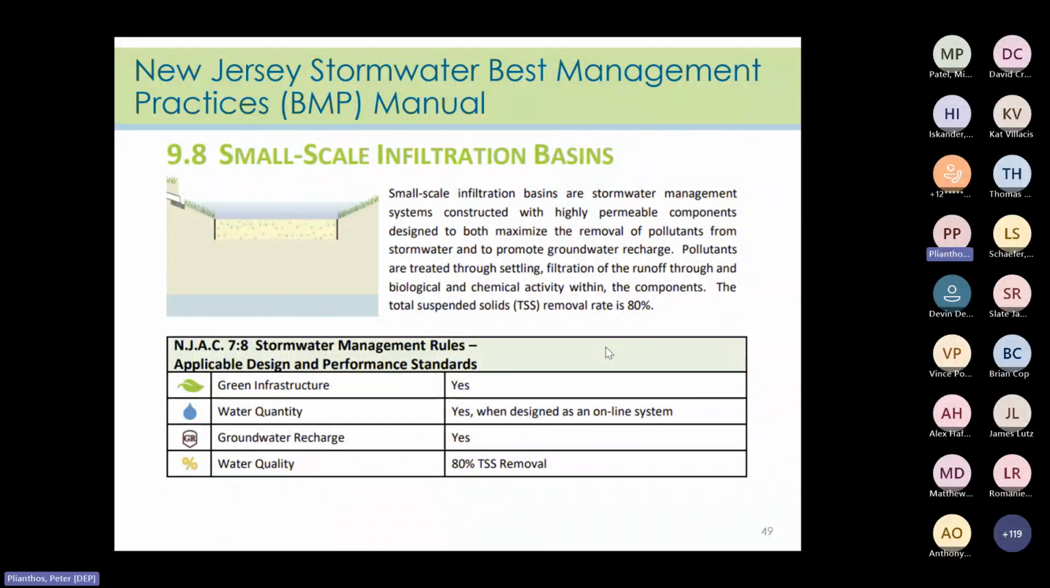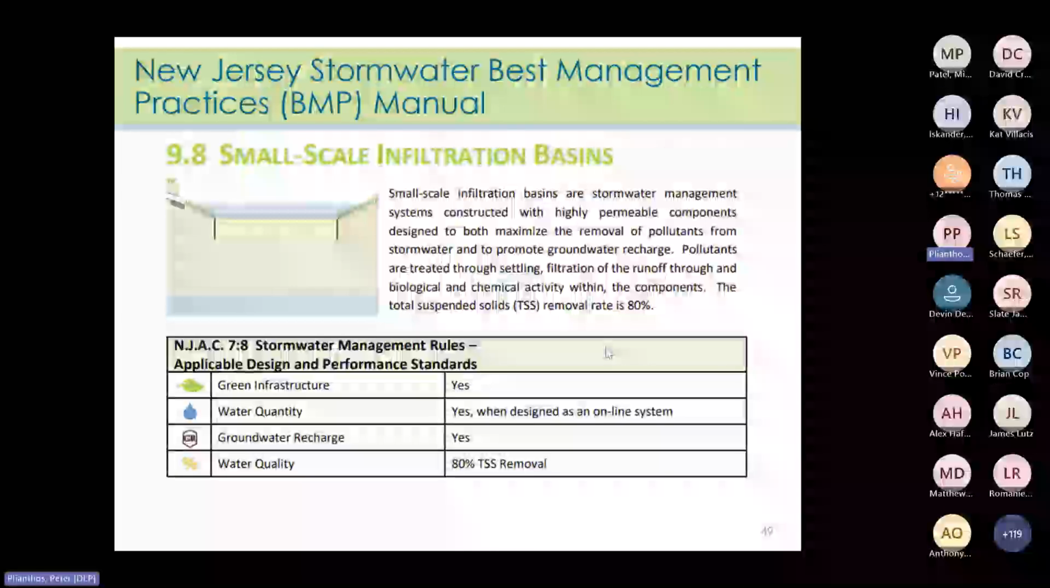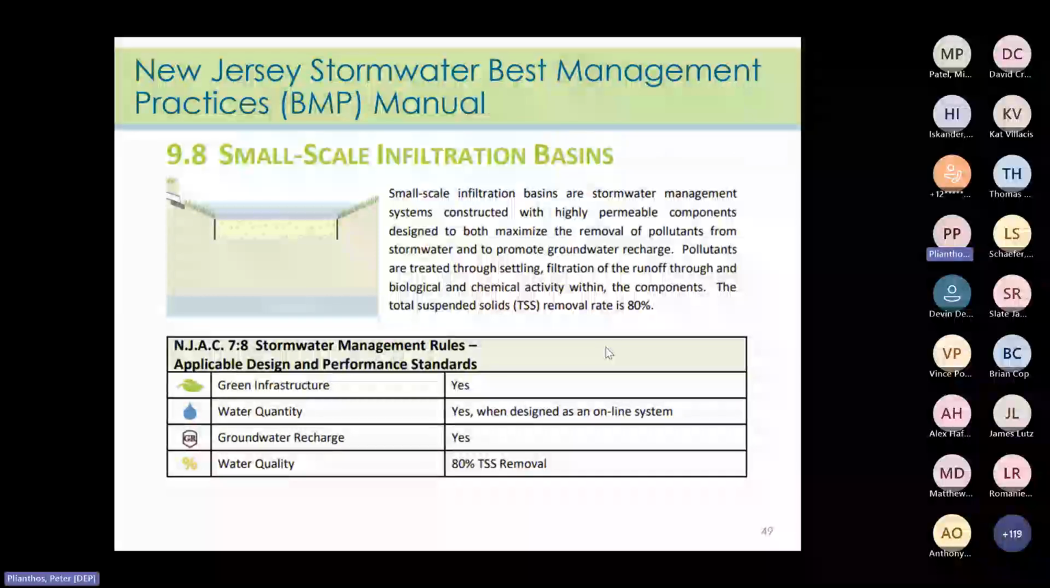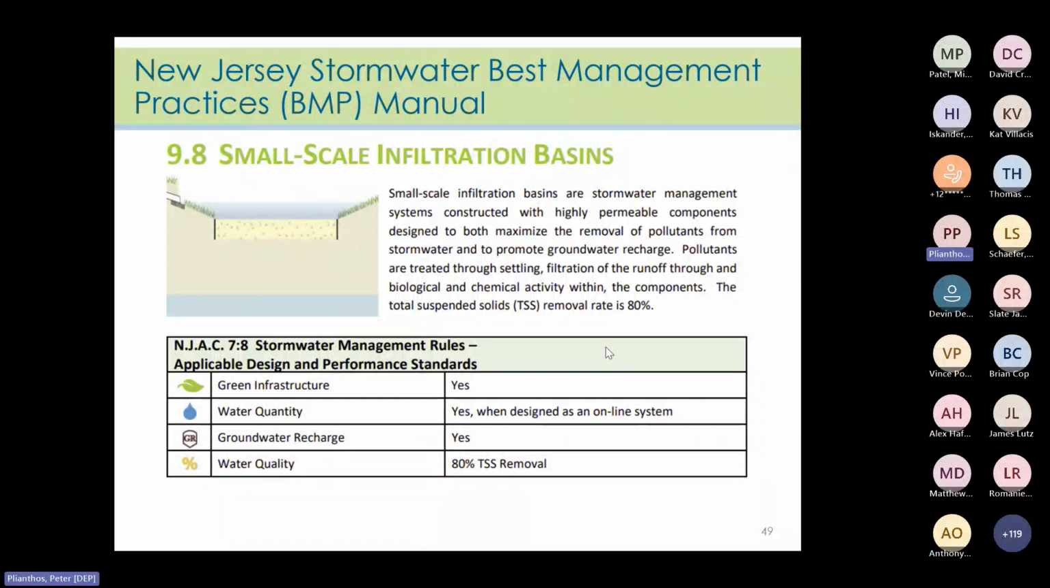In this case, the small-scale infiltration basin, when designed in accordance with all of the design criteria in the chapter, is approved as a GI BMP. It can be used to address stormwater runoff quantity control when designed as an online system. It can be used to meet the groundwater recharge requirement, and it has a TSS removal rate of 80%. The other tables below this first table, although not shown here, provide additional design criteria explained in the chapter.